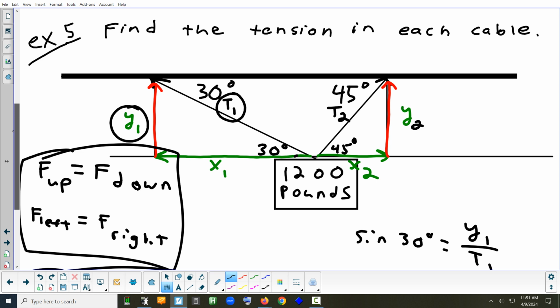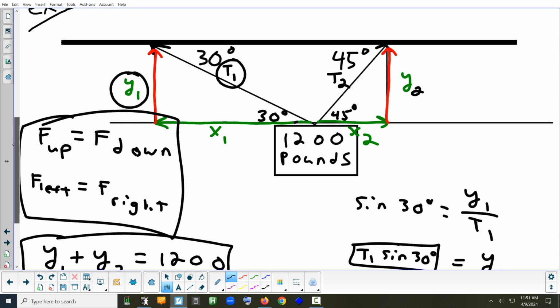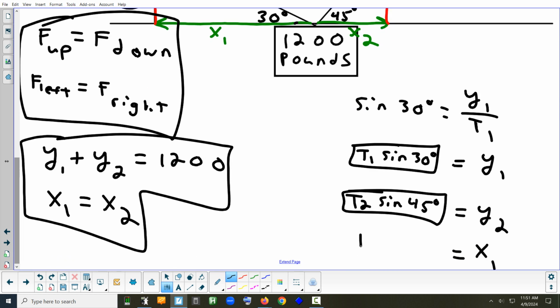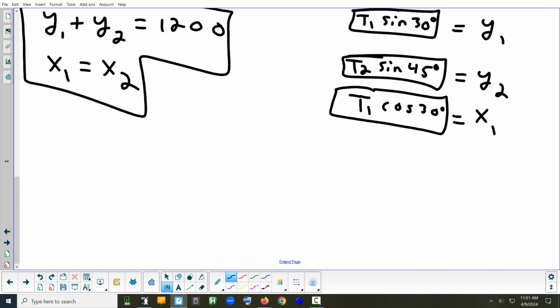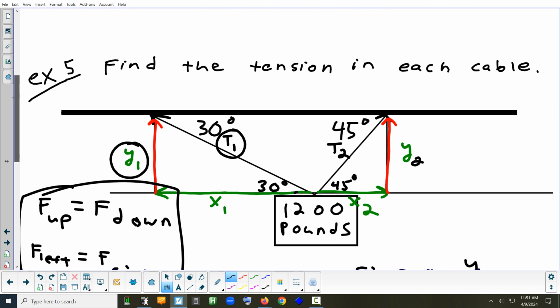T1 cosine of 30. Yep. Anytime you want to calculate a horizontal, it's always a cosine. Anytime you want a vertical, it's always the hypotenuse times the sine. Okay, and what about x2? T2 cosine 45. Yep.